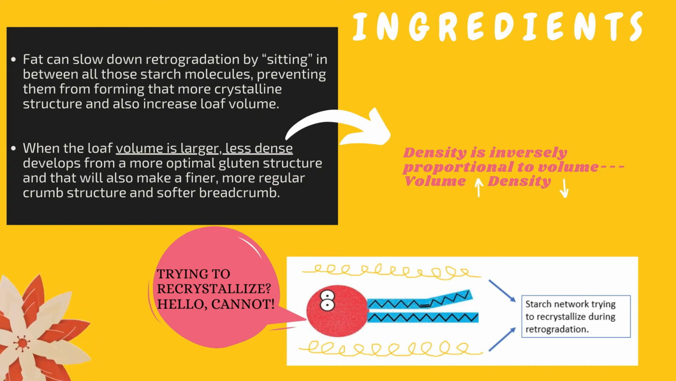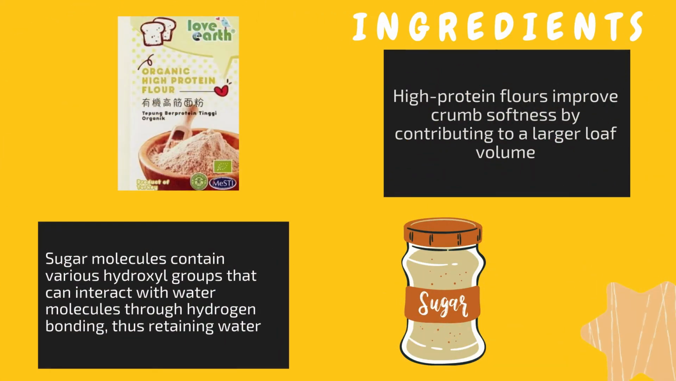When the loaf is larger, less dense, developed from a more optimum gluten structure, that will also make a finer, more regular crumb structure and softer breadcrumbs. High protein flours improve crumb softness by contributing to a larger loaf volume. Sugar molecules contain various hydroxyl groups that can interact with the water molecule through hydrogen bonding, thus retaining water.